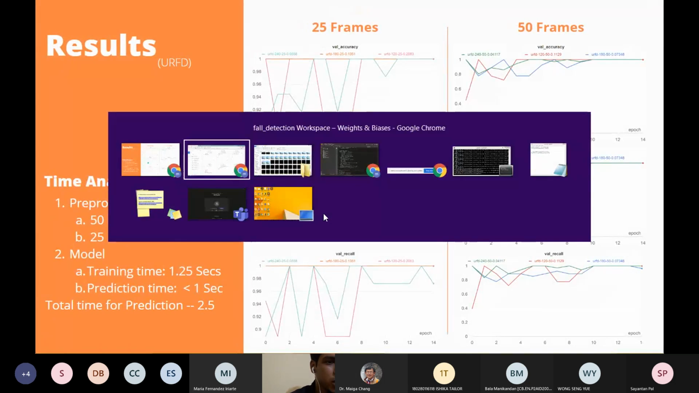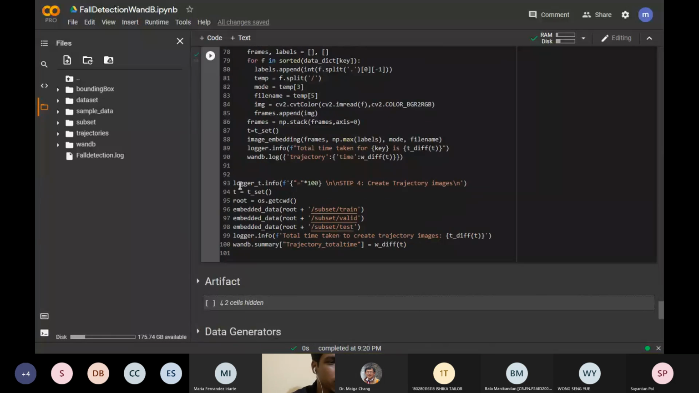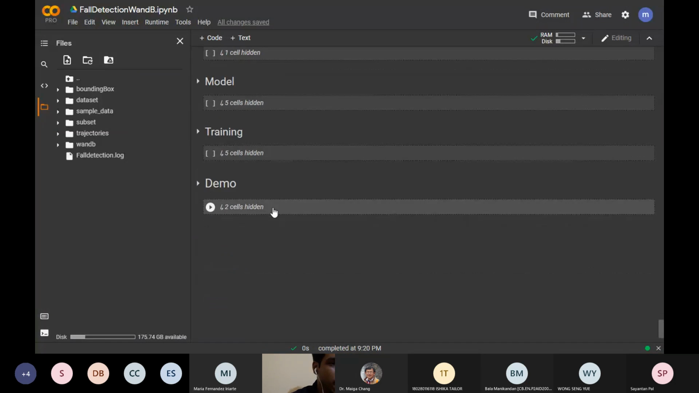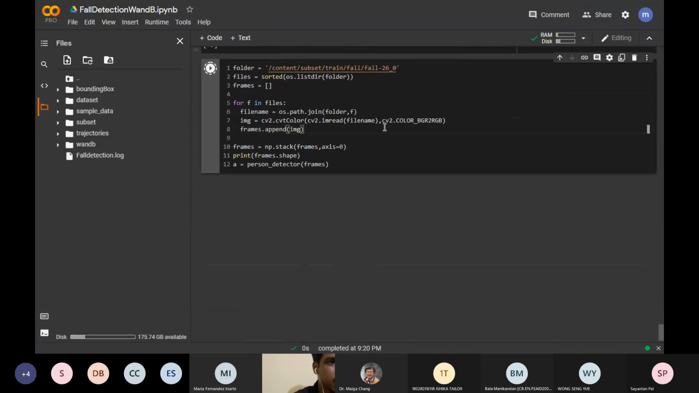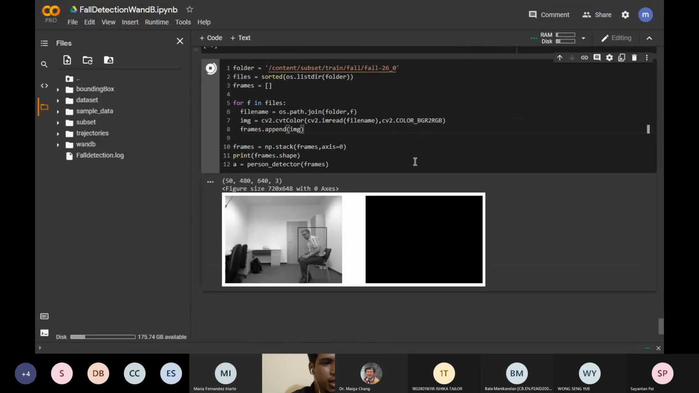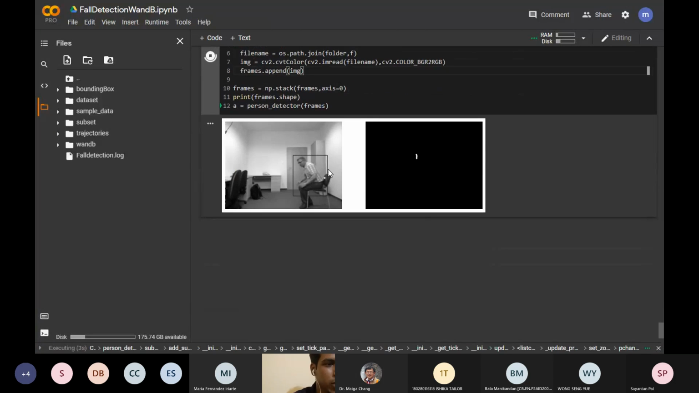Before moving on, I'll show you the demo. This was one of the demos. You can see the frames are running there. It is actually 50 frames. Once the person moves, we can see that the trace is also being drawn. For the falling person, this was the trace.